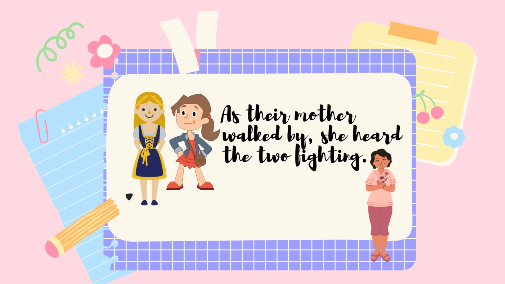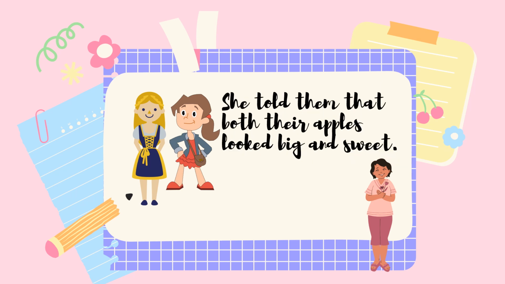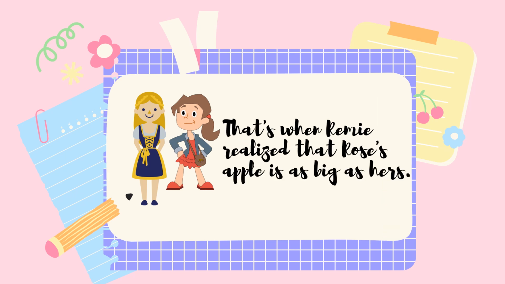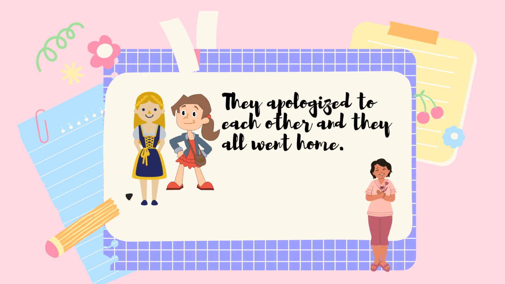As their mother walked by, she heard the two fighting. Remy and Rose told their mother about their apples and how they were comparing them. She told them that both their apples looked big and sweet. She told them to stop fighting and taste each other's apples. That's when Remy realized that Rose's apple is as big as hers. And Rose also learned that Remy's apple is just as sweet as hers. They apologized to each other and they all went home.